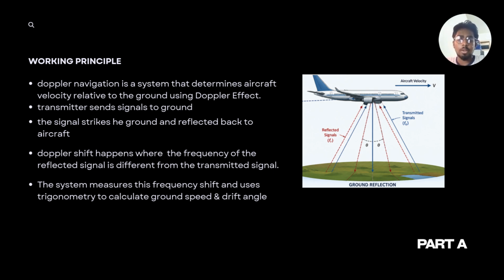So let's look at the working principle. The aircraft will send a signal to the ground, and the signal will be reflected back and received by the aircraft. That is where the Doppler shift happens. Doppler shift happens where the frequency of the reflected signal is different from the transmitted signal. The system measures the frequency shift and uses trigonometry to calculate the ground speed and drift angle.